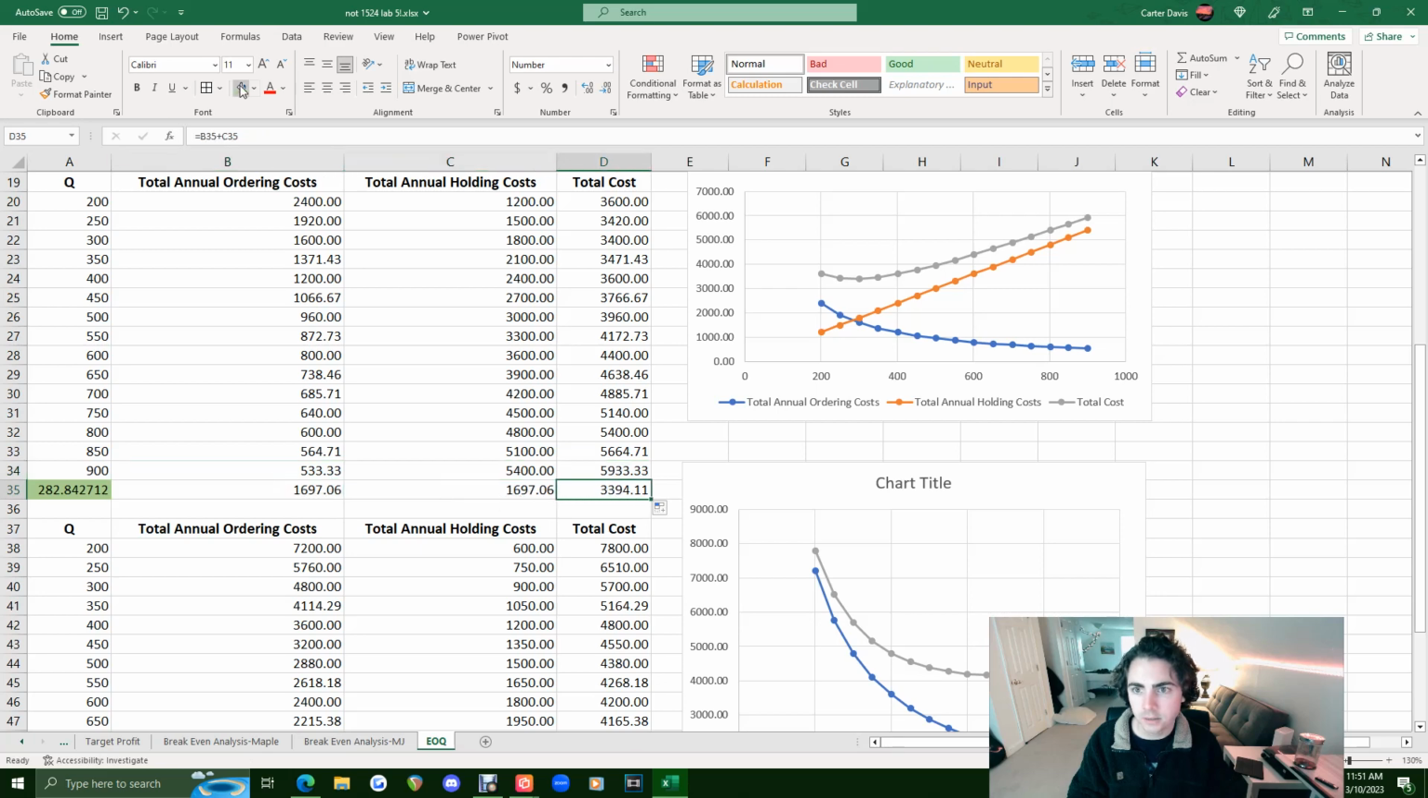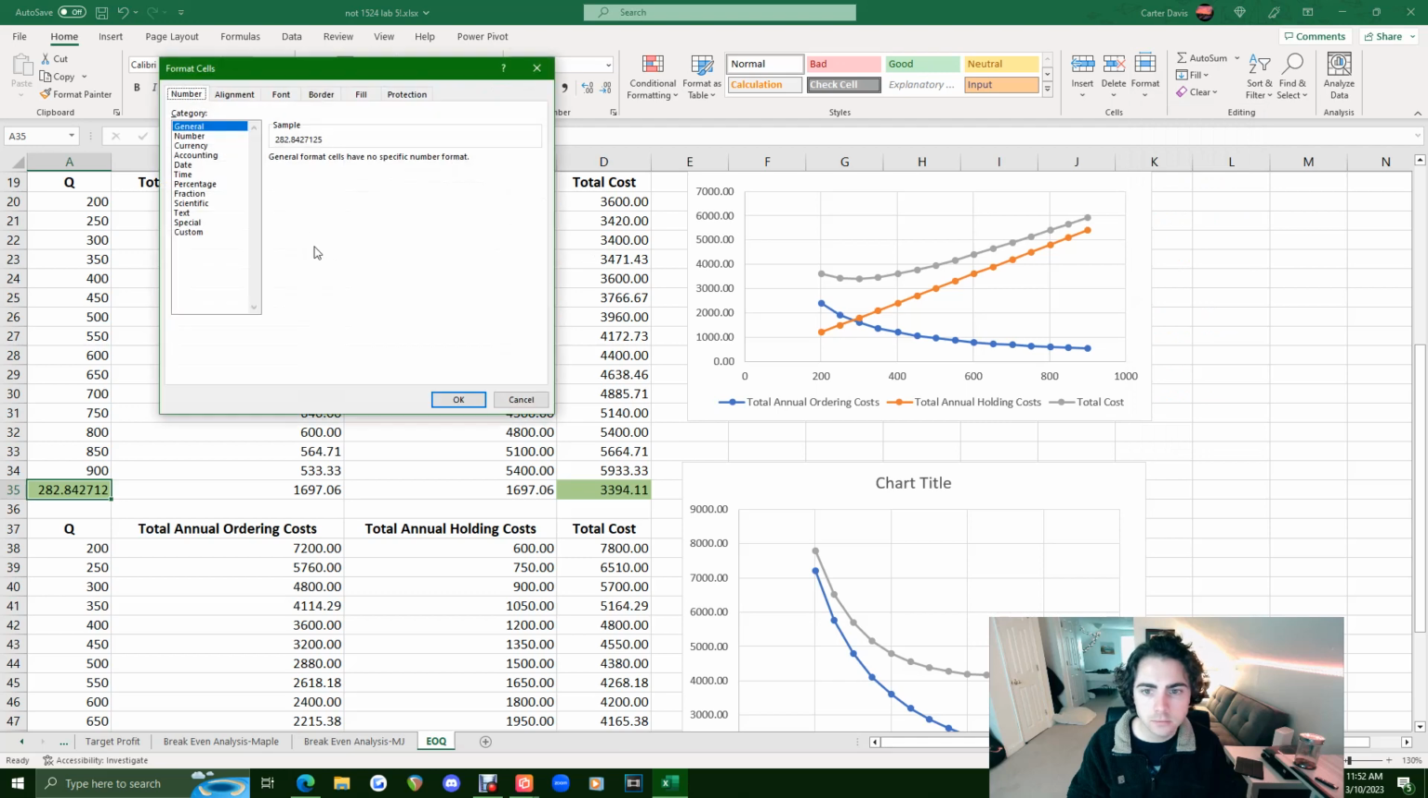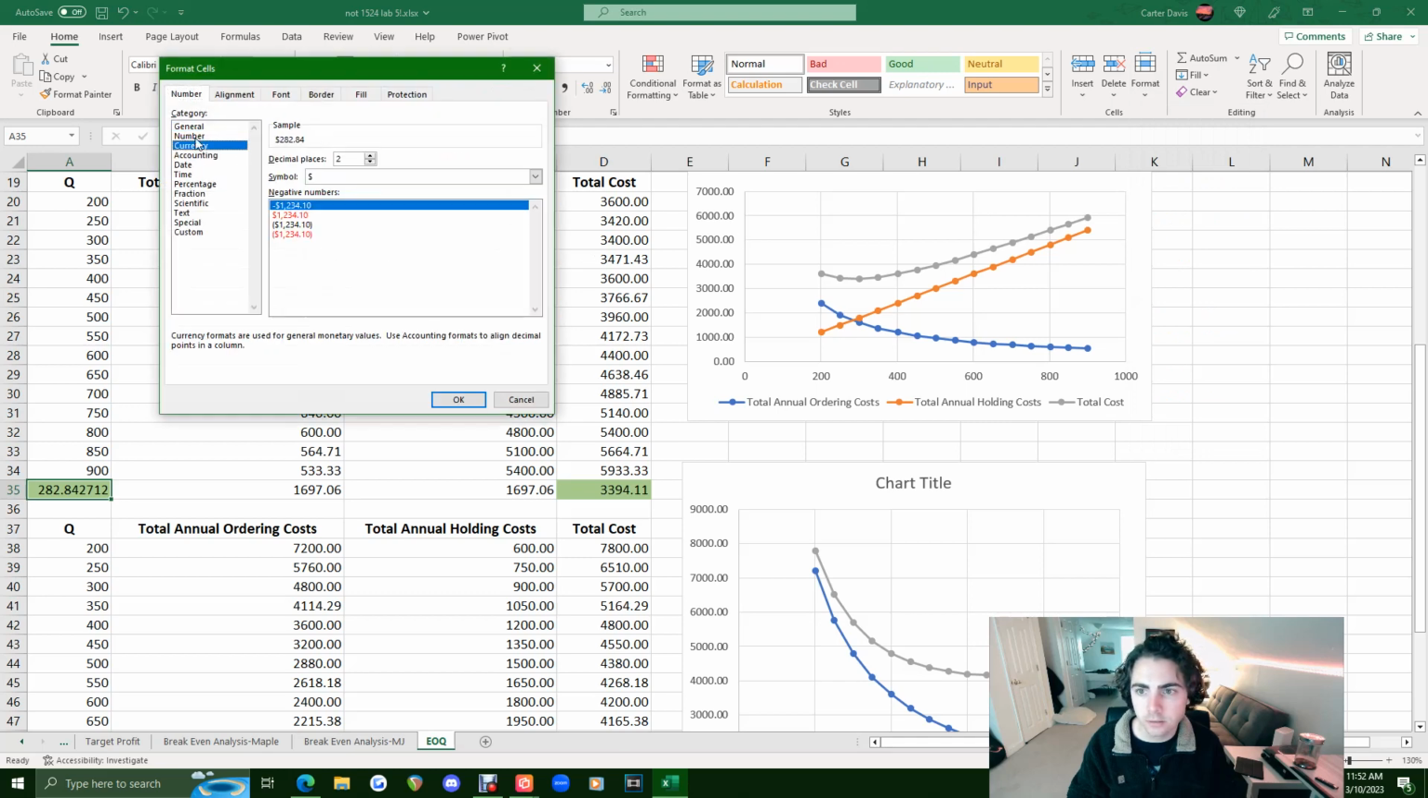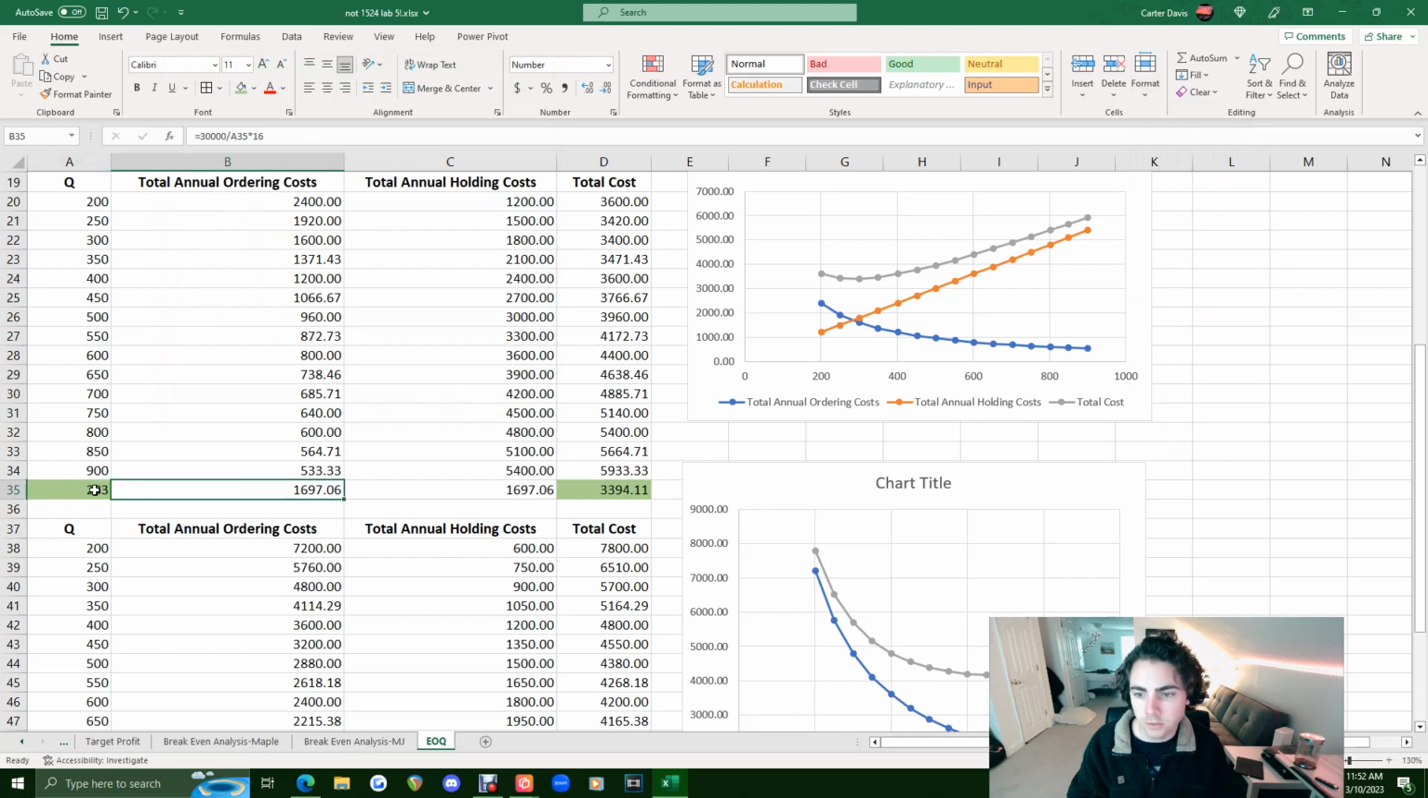I'm just going to highlight the minimum cost. 282, what did we say before? I think honestly we said about 280 for the quantity. That's pretty solid. We'd want to make sure to round this to the next whole number. So 283 is the value. Did these just change? Couldn't tell. I don't know. 3394 is the minimum cost.